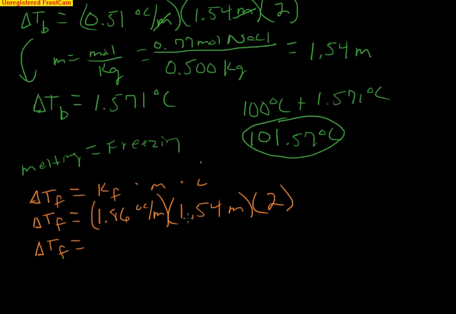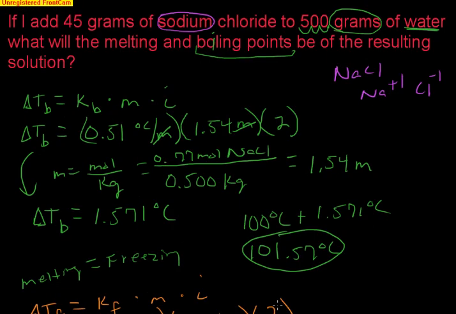So when we take 1.86 times 1.54 times 2, now we get 5.7288. This was the number that I had written previously up here that was incorrect. I looked at my answers differently. But anyhow, this is correct for the freezing, the delta TF. So this is degrees Celsius. So now once again, the question is not asking for what is the change in freezing point. It's asking what is the melting point.